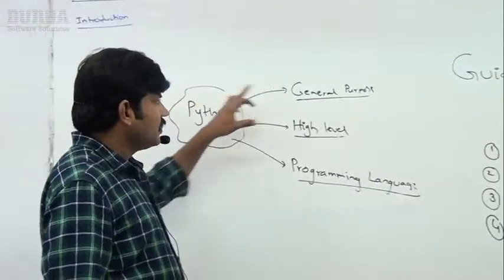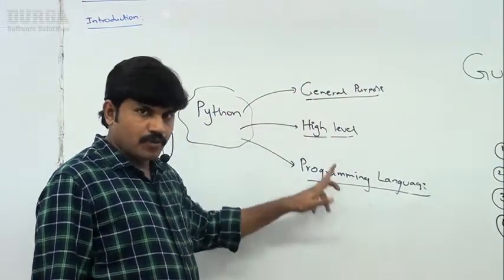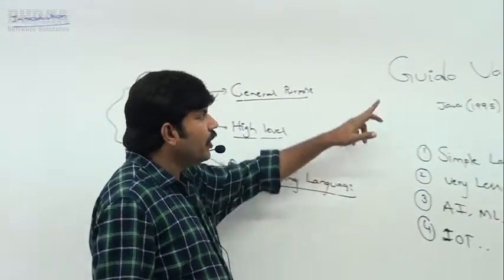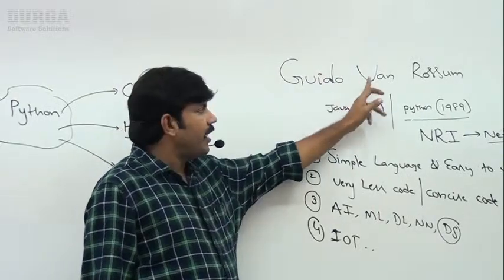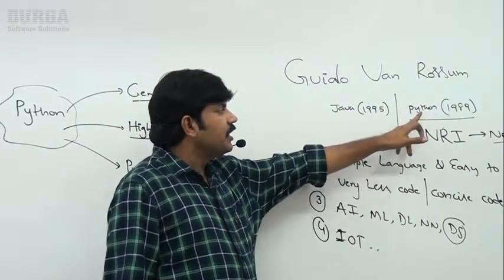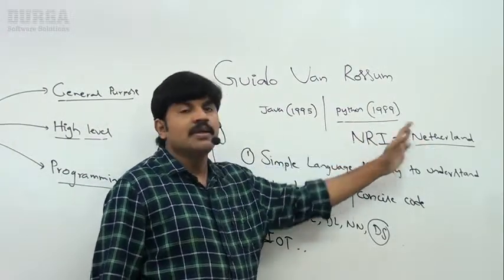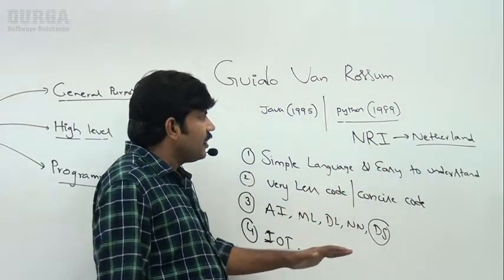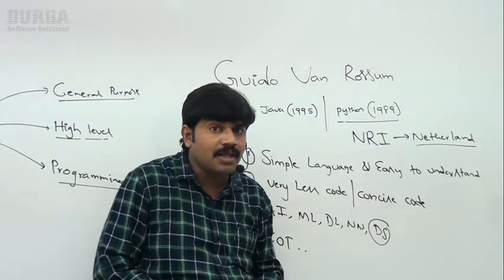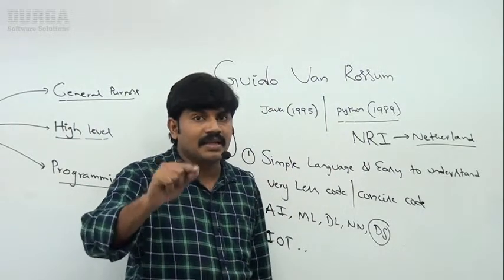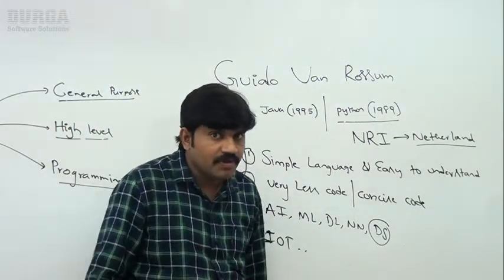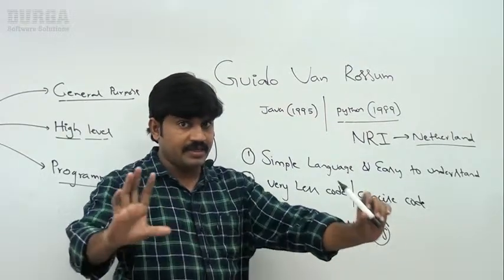What is Python? A general purpose, high level programming language. Next, who introduced Python? Guido van Rossum introduced Python in 1989 while working at the National Research Institute in Netherlands. But officially, sir, Python was made available to the public in 1991. The official date of birth for Python is February 20th, 1991.